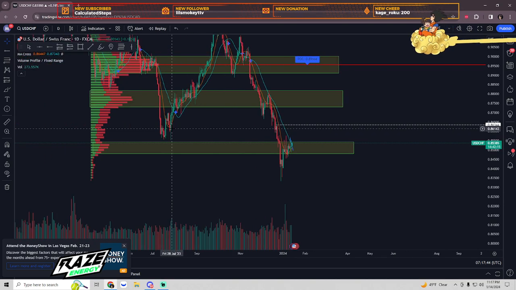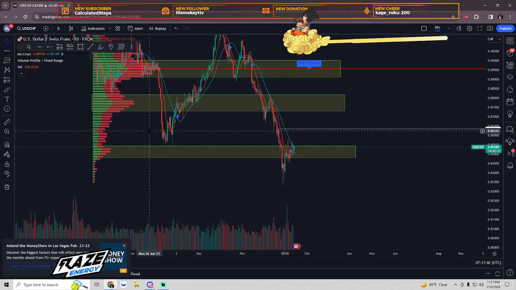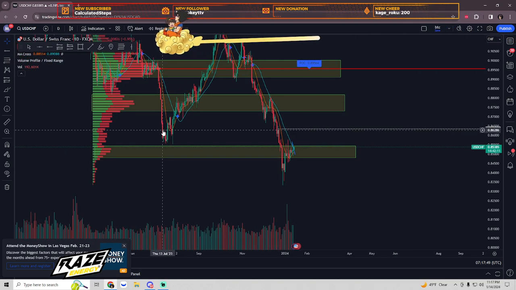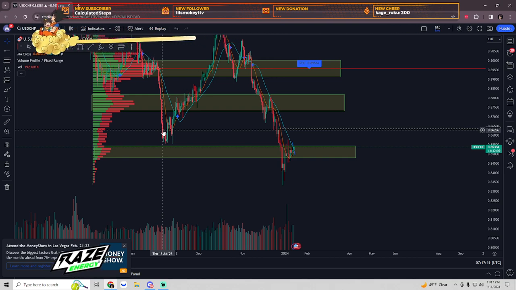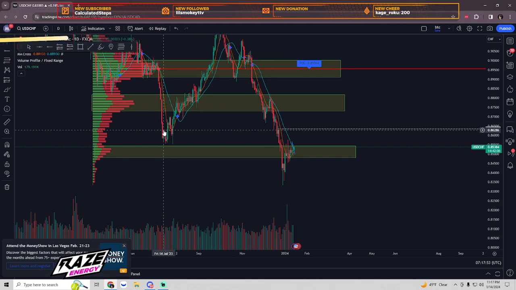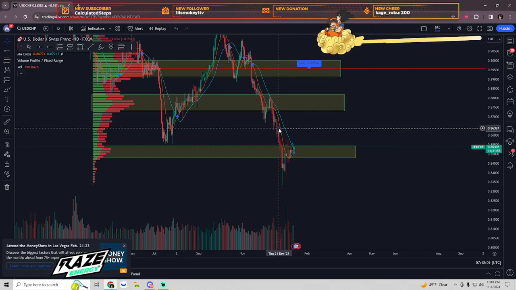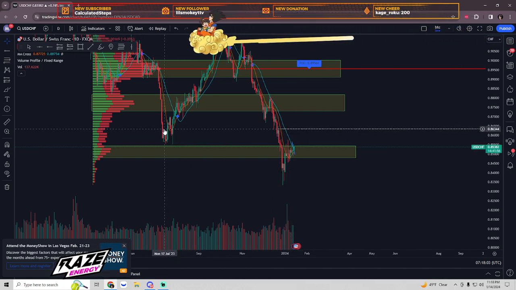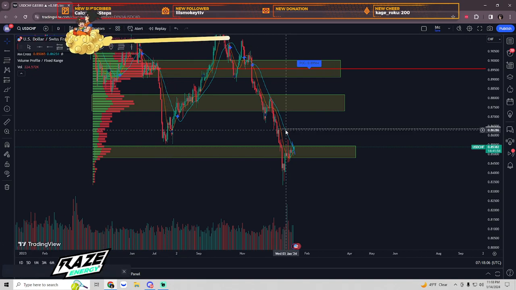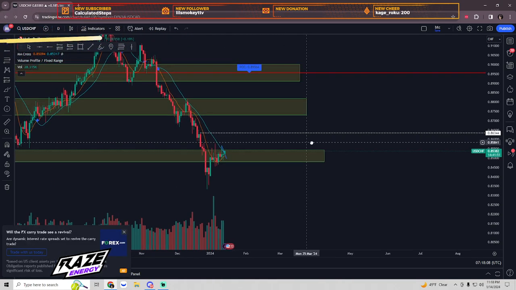Because if we also go to this point in time on July 23rd of 2023, this is one of the areas where it kind of touched before going back down. So if we can close above this, I believe we can head up to this point in time right there. See how it matches up? But that's pretty much my thesis.